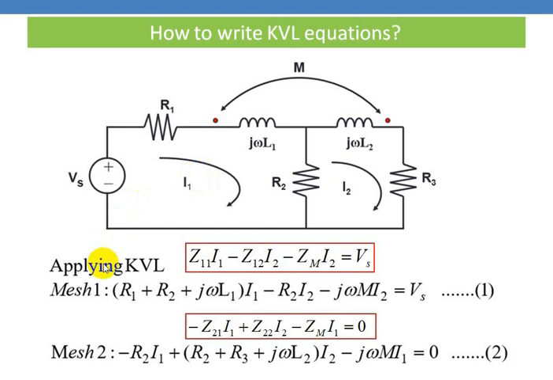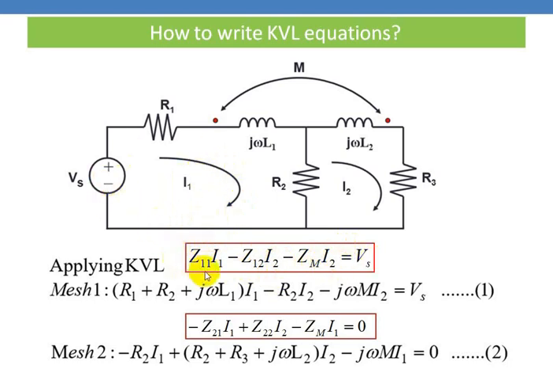So now while writing equations, you are going to apply Kirchhoff's voltage law for each mesh. So for that you have to assume the current direction. So clockwise directions are assumed. They are named as I1 and I2. So the general equation for this mesh will be Z11 into I1 minus Z12 into I2 minus Zm into I2 equal to Vs, particularly for this example.